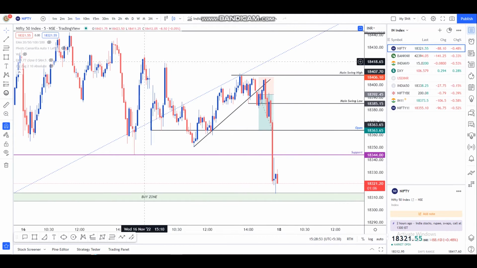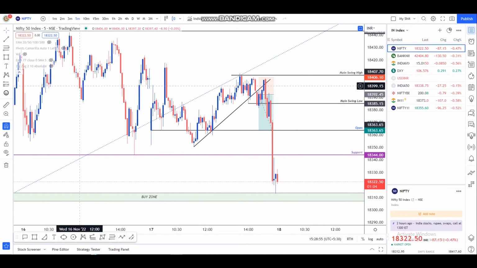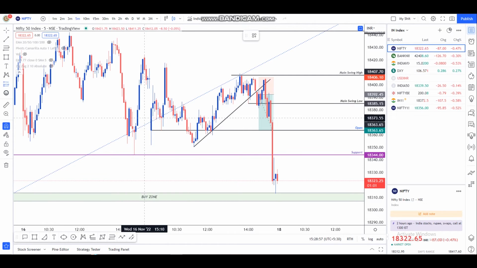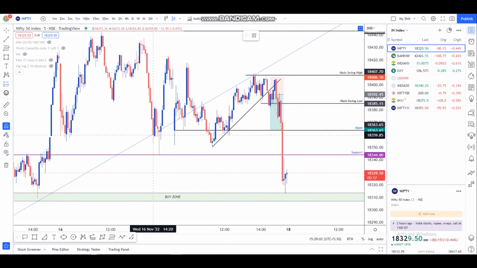As you can see, I was busy in the morning, so I didn't take a trade. But if anybody wanted to take a trade, they most likely would have taken a trade at the start of the day itself because it opened near a very strong demand zone. You can see from here, support, a lot of buying.